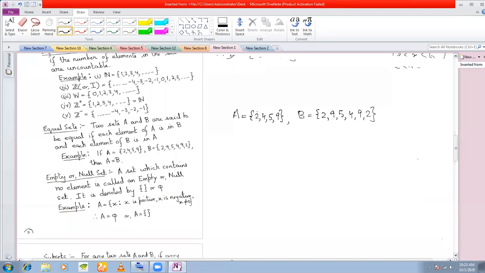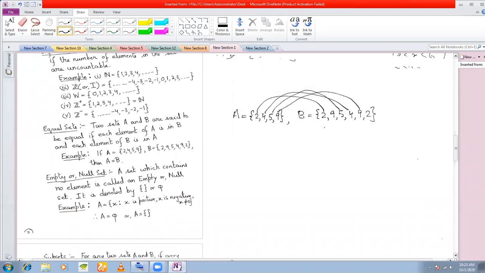What you see here is that all the elements of A are in B. If you see, 2 is an element of A and is also in B. 4 is an element of A, it is also in B. 5 is an element of A, it is also in B. 9 is an element of A and it is also in B.